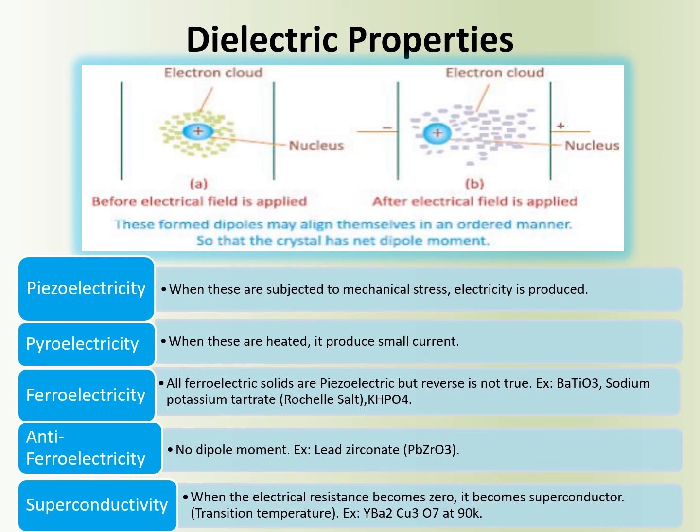Superconductivity. In superconductivity, when the electrical resistance is zero, only then does the material become a superconductor. The temperature at which it becomes a superconductor, we call the transition temperature. The example is given below.